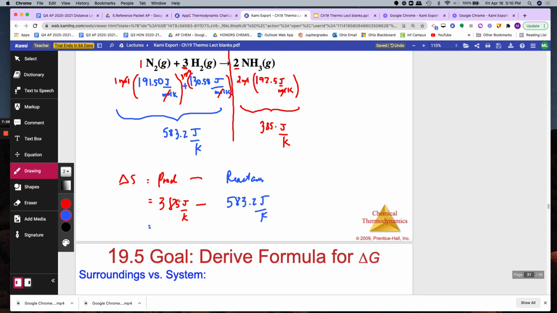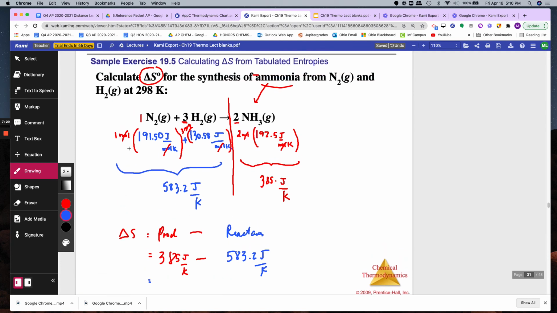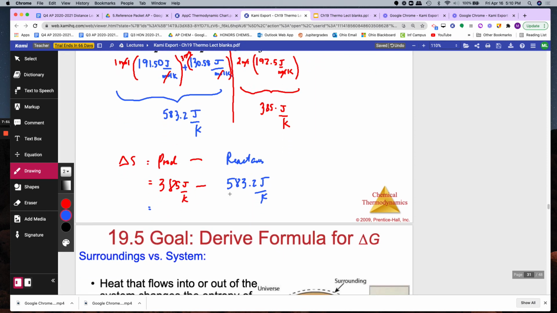Wait, before we get that, let's predict it. Is it going to be positive or negative? What do you think, pause the video. I think it's going to be gas turning into a gas. You used to have 4 moles of gas. Now you have 2. Uh-oh, it became more ordered. So I think delta S is going to be negative, because it's more ordered. Because you have less people at a party. So when you do this, yes, I do get a negative number, and it's negative 198.2.